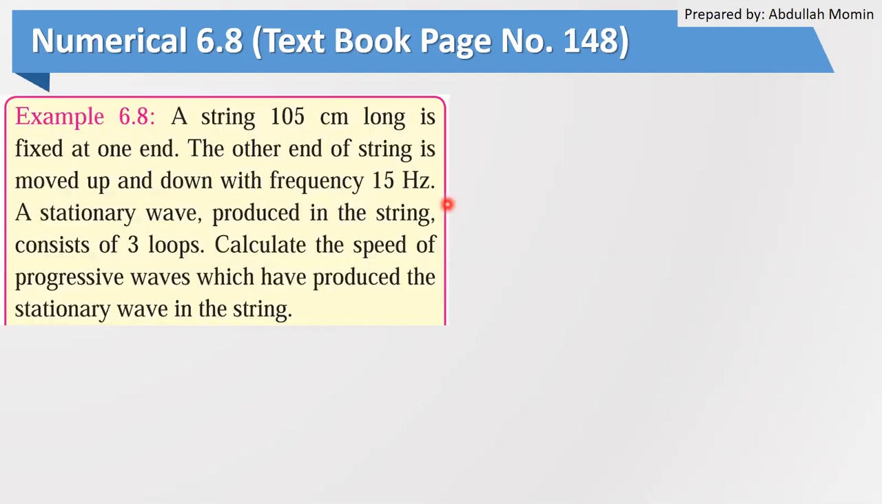Now numerical 6.8, or example 6.8, from the textbook page number 148. So a string 105 centimeter long is fixed at one end. The other end of the string is moved up and down with frequency 15 Hz. A stationary wave produced in the string consists of 3 loops. Calculate the speed of the progressive wave which has produced the stationary waves in the string.